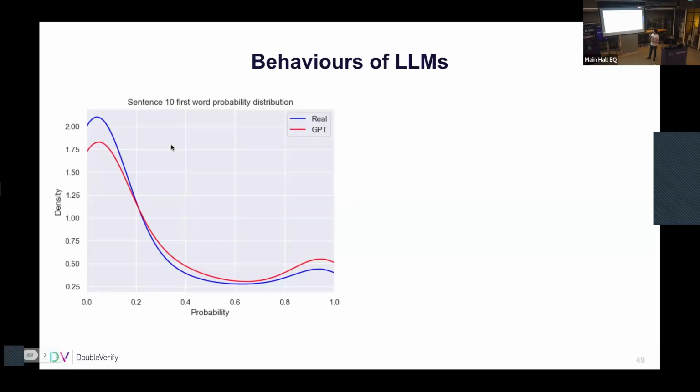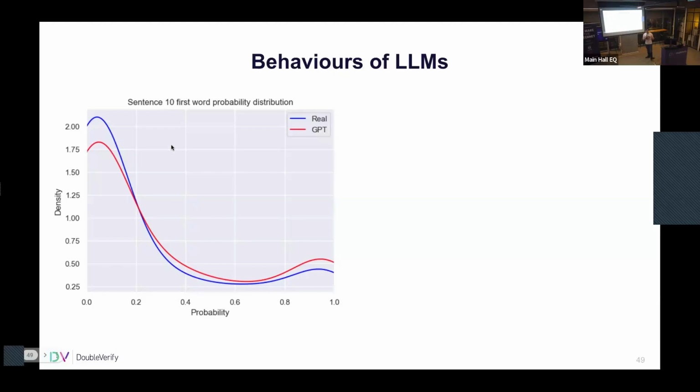So what we can do is we can make a probability density graph where we look at the probability of the first word within the 10th sentence. Why did I pick the 10th sentence? Because that's more or less in the middle of the text. I'm not biasing towards the start of the text. I'm not biasing towards the end of the text. And the red line is the AI probability, and the blue is human. We can see that these two things are incredibly similar.